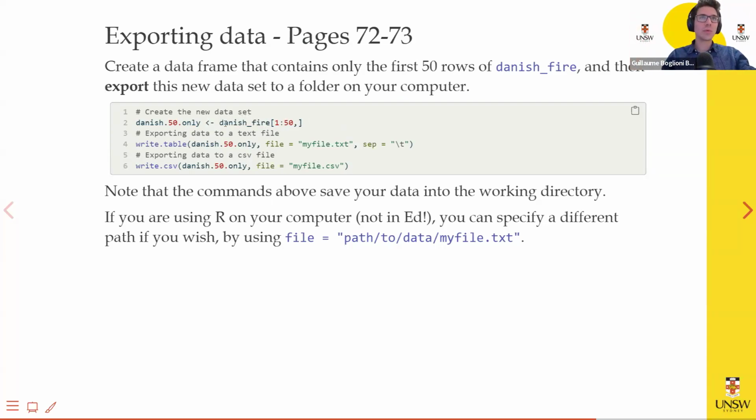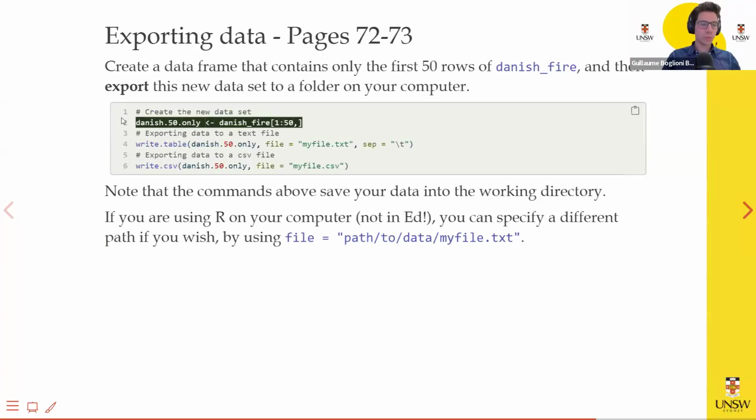In this case, it's a simple example. I just want to grab the first 50 rows, right? For whatever reason. So then I create a new data set, Danish 50 only. Now notice the syntax. It's grabbing only the first 50 rows, but it's grabbing all the columns.